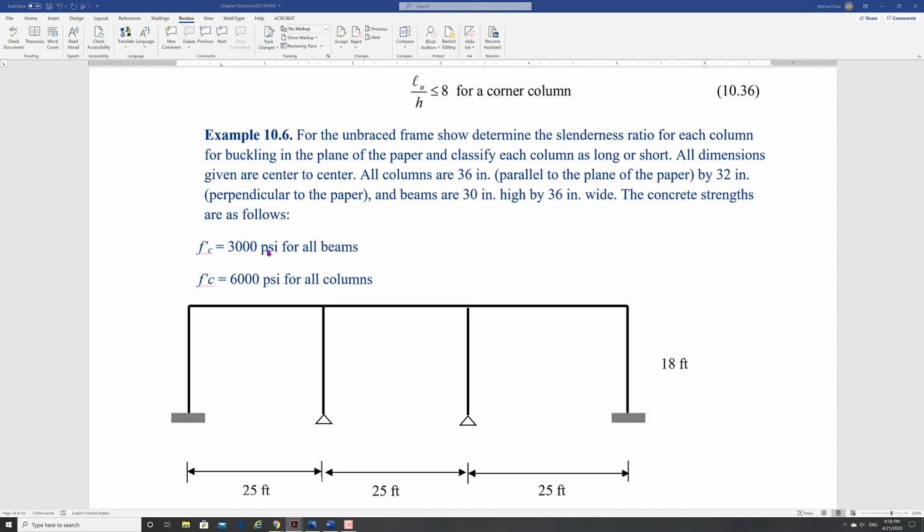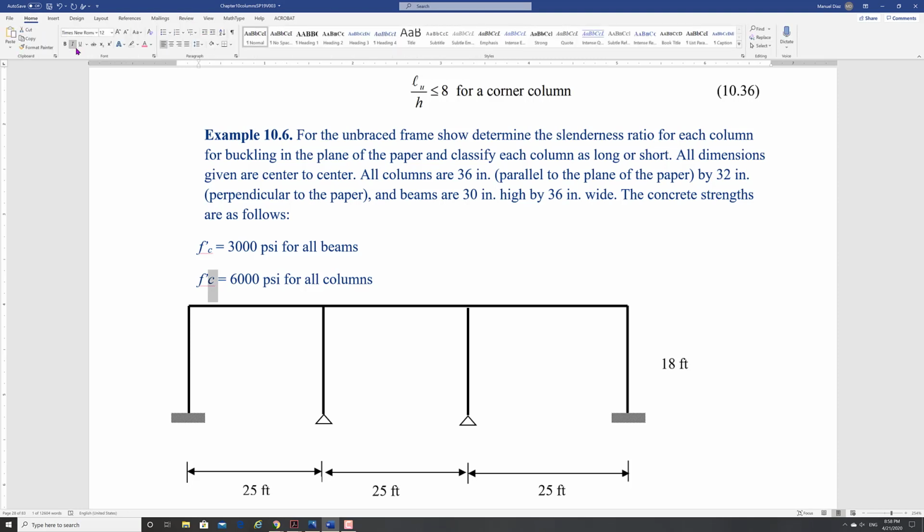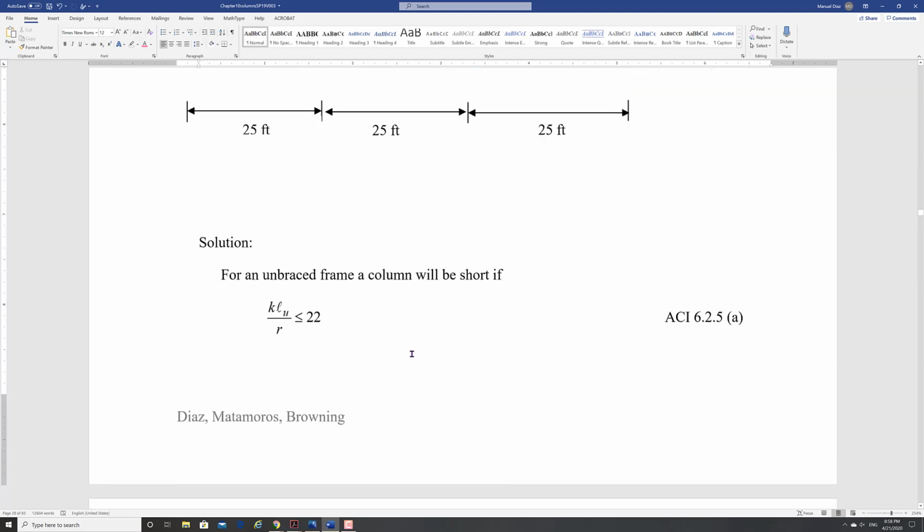Okay, the material properties are here: for all beams, 3,000, and for the columns, 6,000. That is because columns could have values that are higher than your beams. Especially if you have a 10-story, 12-story, 20-story building, your columns will change in strength, and the bottom columns will have a higher strength concrete. Okay? All right.